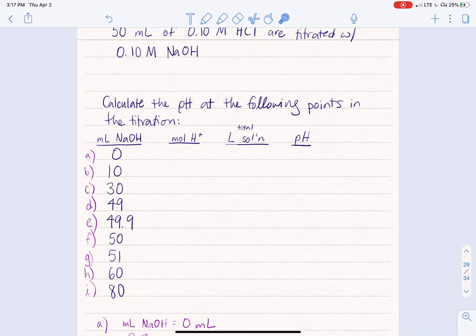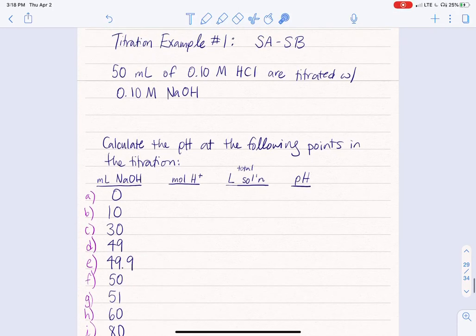In this case, we want to figure out the pH before we've started adding any sodium hydroxide, and then once we've added 10 milliliters, 30 milliliters, 49 milliliters, et cetera. So we can use the stoichiometry of the reaction to do these calculations. But before we do that, I want to just remind you guys of what's happening when we are combining a strong base with a strong acid.